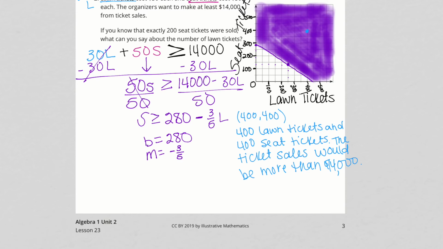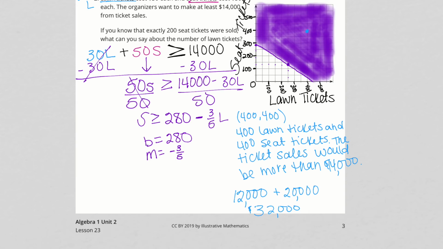We can verify that by plugging in our numbers. I'm just going to do that on my calculator real quick. So 400 times 30 is $12,000 plus 400 times 50 is 20,000. So we will have $32,000 from ticket sales. Lastly, we have to answer our question.